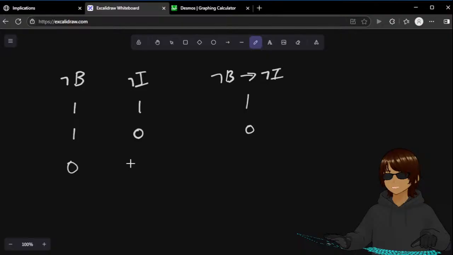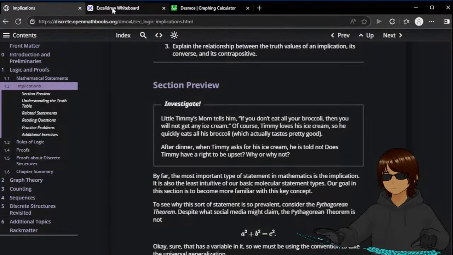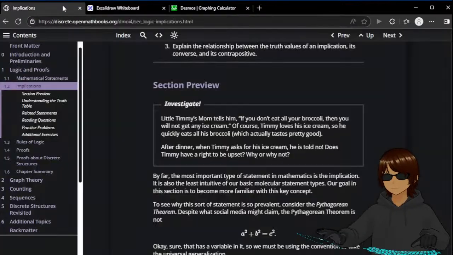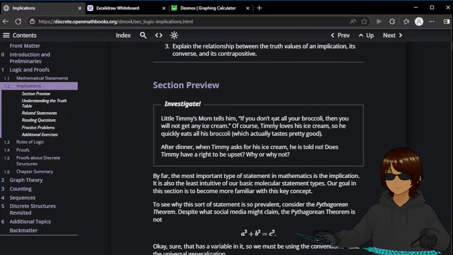If he gets the broccoli and he gets the ice cream, this is also true. But the thing is, we did not talk about the case where he eats the broccoli. His mom said, if you don't eat all your broccoli, then you will not get any ice cream. Of course, Timmy loves ice cream, so he eats all of his broccoli. But his mom does not talk about the case where he does eat all the broccoli. She only talks about the case where he doesn't eat the broccoli.